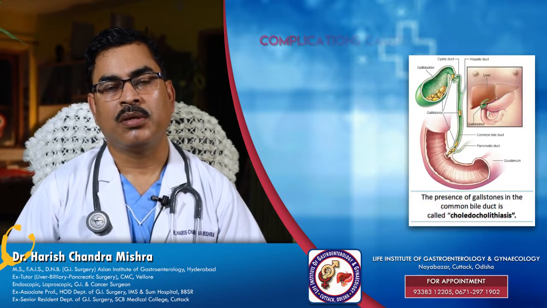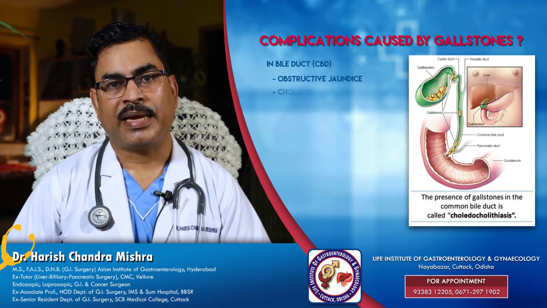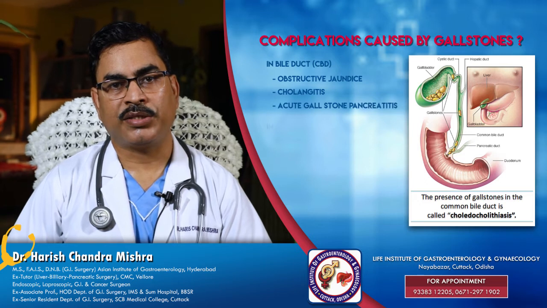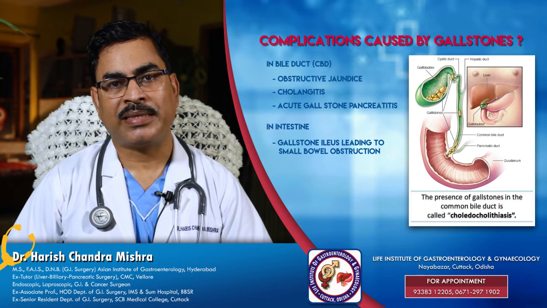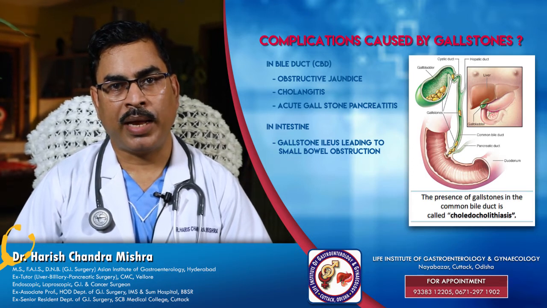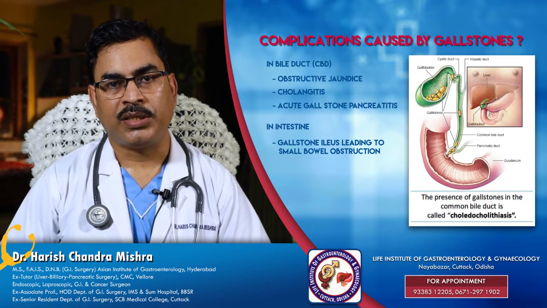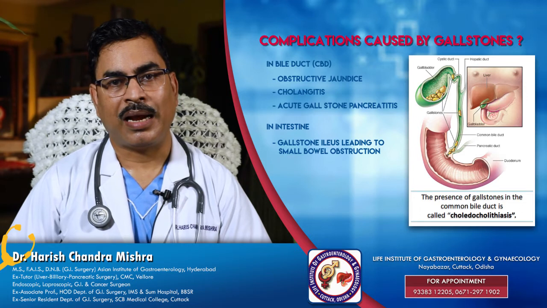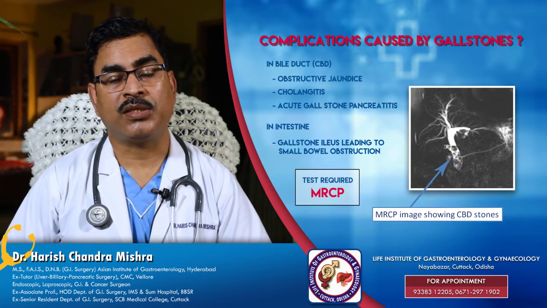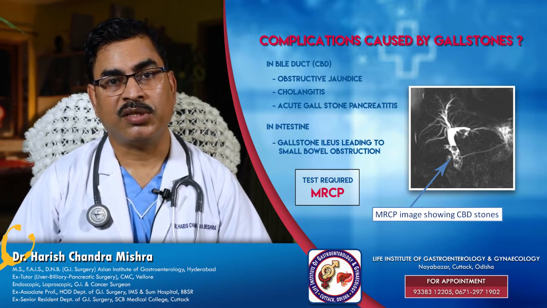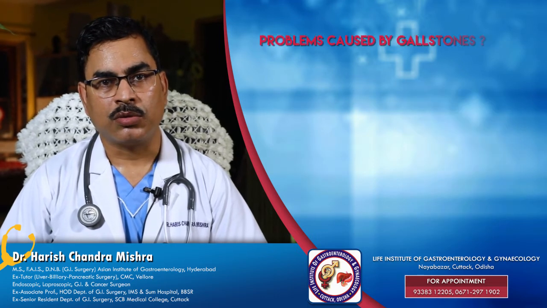Sometimes these stones may pass from the gallbladder into the bile duct, and in the bile duct it can cause jaundice, and it can cause infection called cholangitis. Sometimes a few of these stones may pass down to the ampulla, get impacted in the ampulla and cause gallstone-induced pancreatitis. It is a serious condition in which there is severe epigastric pain radiating to the back. Rarely, in very few cases, a stone may pass down and cause obstruction in the small intestine, called gallstone ileus.